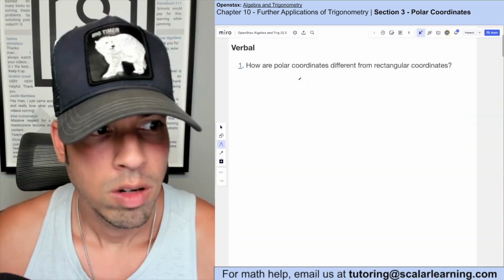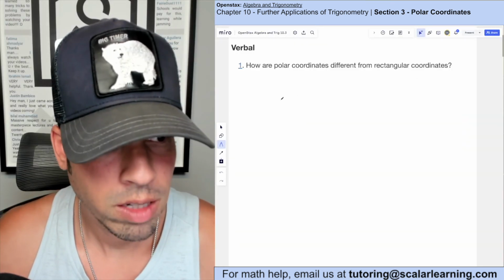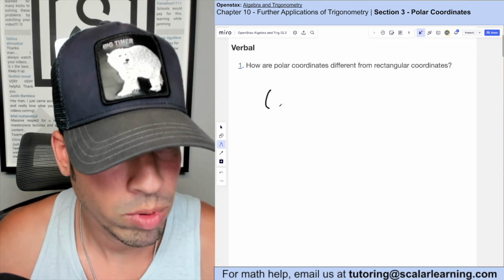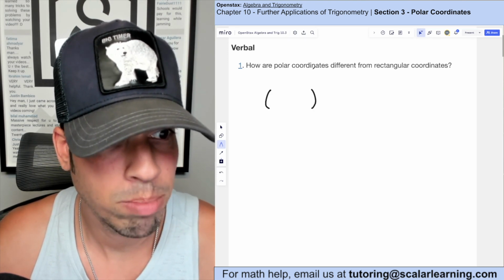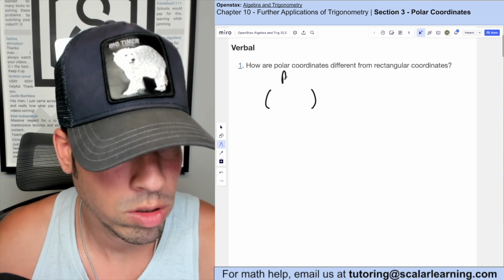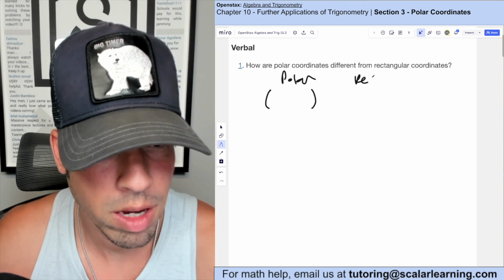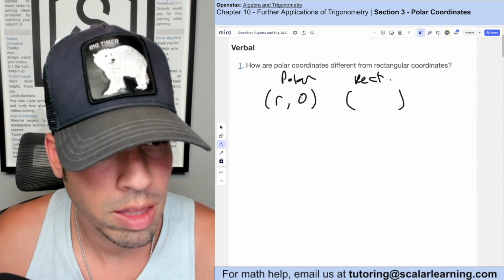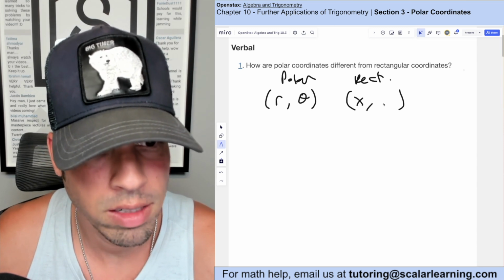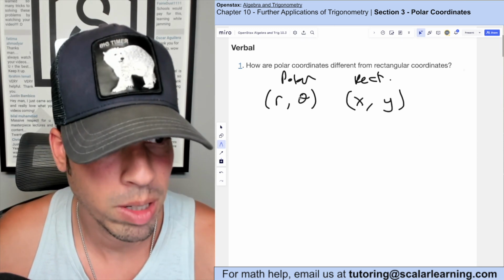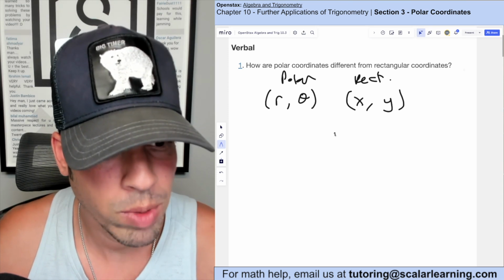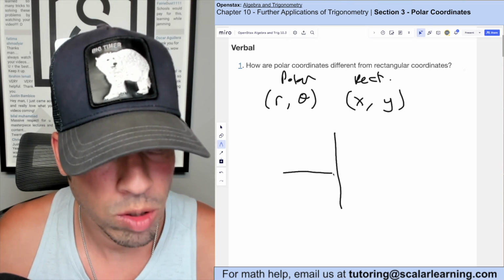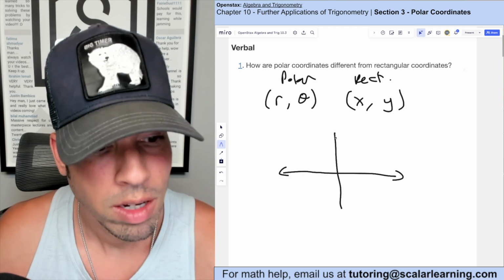Let's do it. How do polar coordinates differ from rectangular coordinates? Let's take an example, and we're going to do a polar coordinate and then a rectangular coordinate. So here would be polar, and here's rectangular. For polar, we have two values: an r value and a theta value. For rectangular, we have x and y, our typical xy coordinate pair. So how does the polar work? And by the way, you can graph the same points in two different ways.